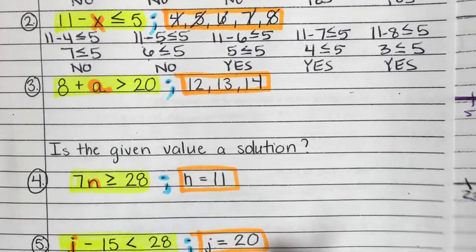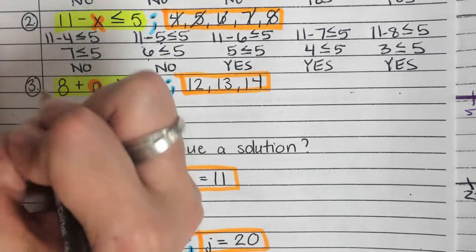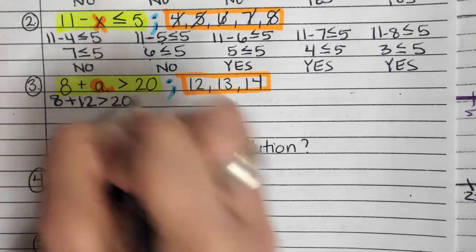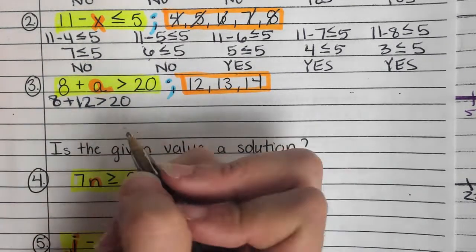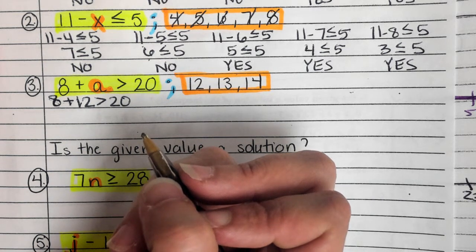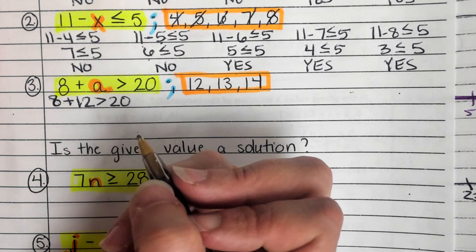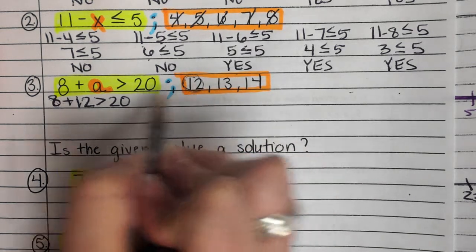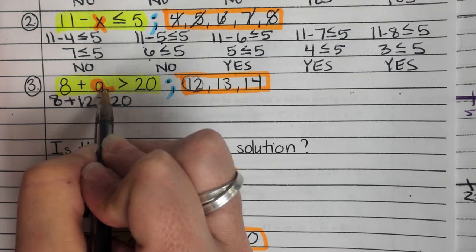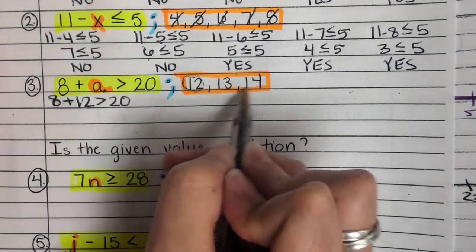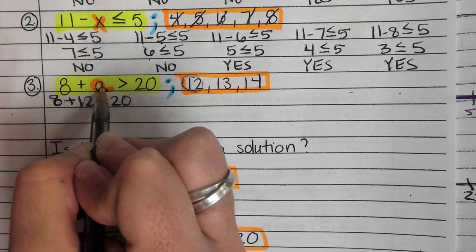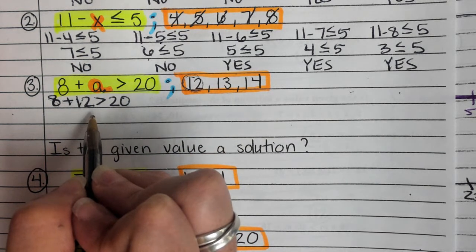Okay, I'm going to do number 3 now. Filling in A. I got 8 plus 12 is greater than 20. Well, I'm confused. So, do you do like 8 minus 5 or 11 minus 8? No. Listen. These are the numbers that are supposed to be filled in here. These are what the solution are for the variable. So do you figure out what the solution is? Do I do 11 minus 8? No.